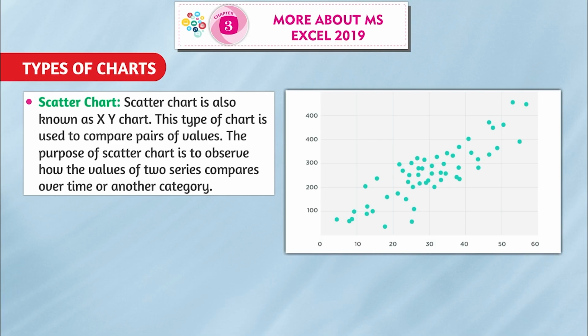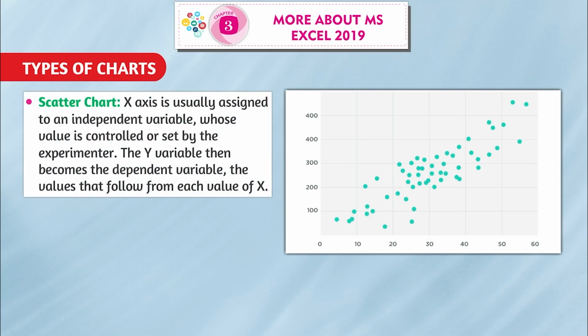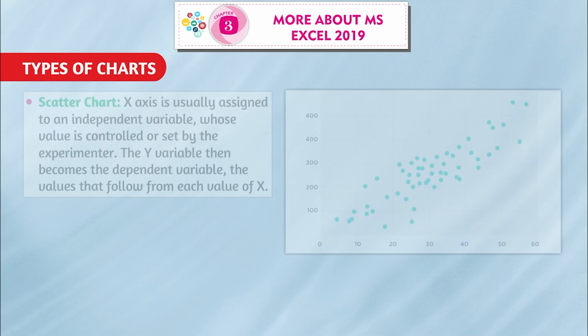Scatter chart. Scatter chart is also known as XY chart. This type of chart is used to compare pairs of values. The purpose of scatter chart is to observe how the values of two series compare over time or another category. The x-axis is usually assigned to an independent variable whose value is controlled or set by the experimenter. The y variable then becomes the dependent variable, the values that follow from each value of x.